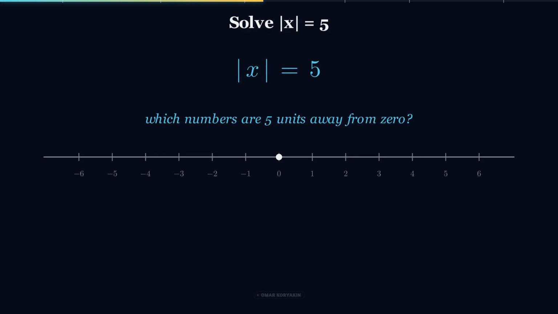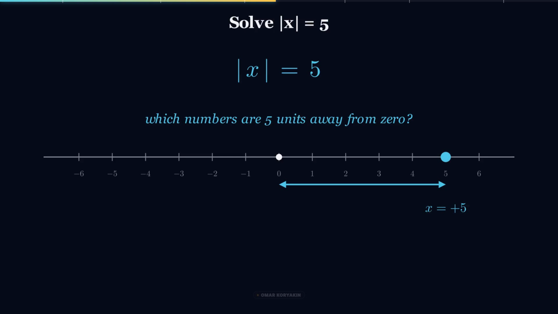Reframe the equation as a distance question. The absolute value of x equals 5 is the same as asking which numbers on the line sit exactly 5 units away from 0. Once we phrase it this way, the answer becomes a geometry problem instead of an algebra problem, and the picture does most of the work for us.